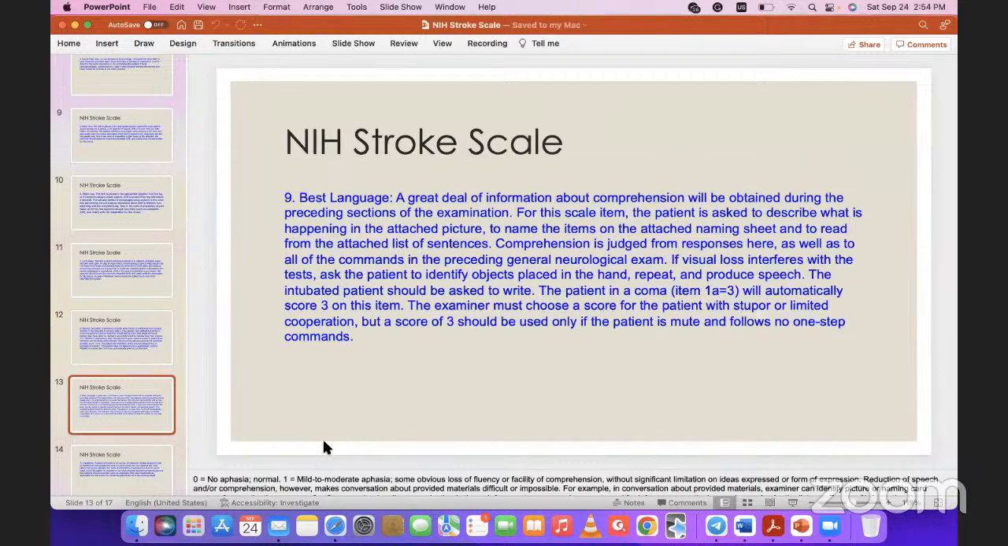For example, here they said for the scale item, the patient is asked to describe what is happening in the attached picture, to name the items on the attached naming sheet, and to read from the attached list of sentences. Comprehension is judged from responses here, as well as to all commands in the preceding general neurological exam. If visual loss interferes with the test, ask the patient to identify objects placed in the hand, repeat, and produce speech. The intubated patient should be asked to write.